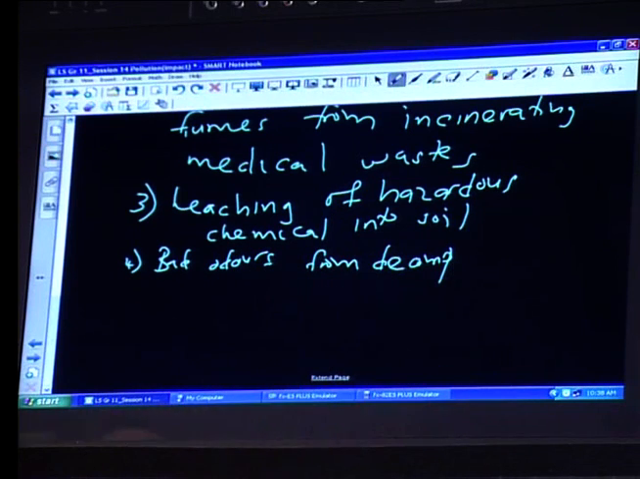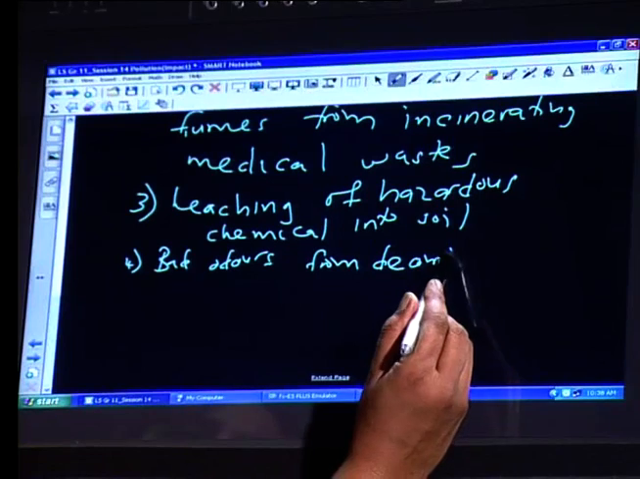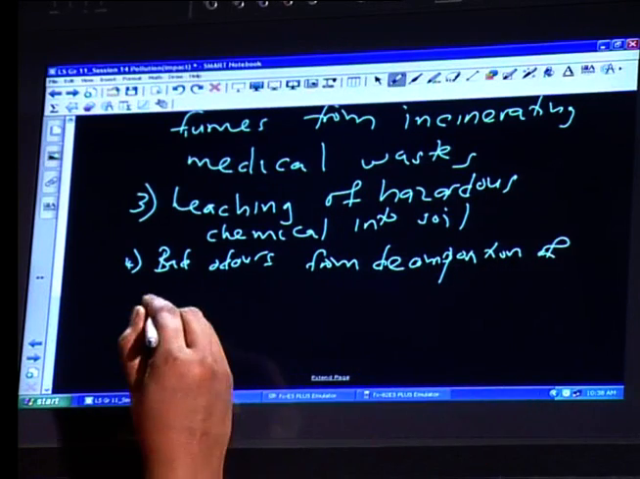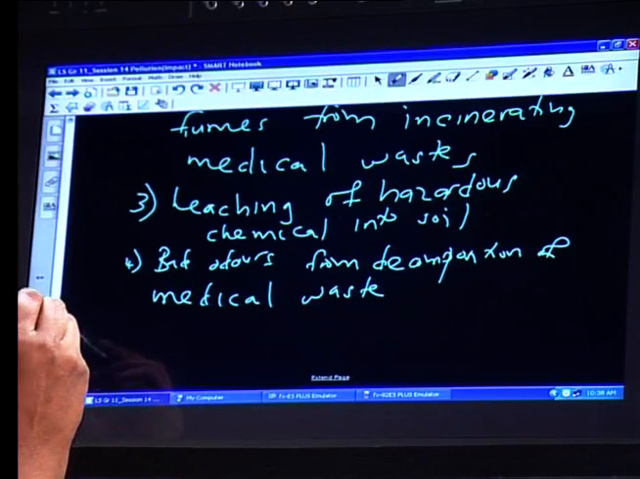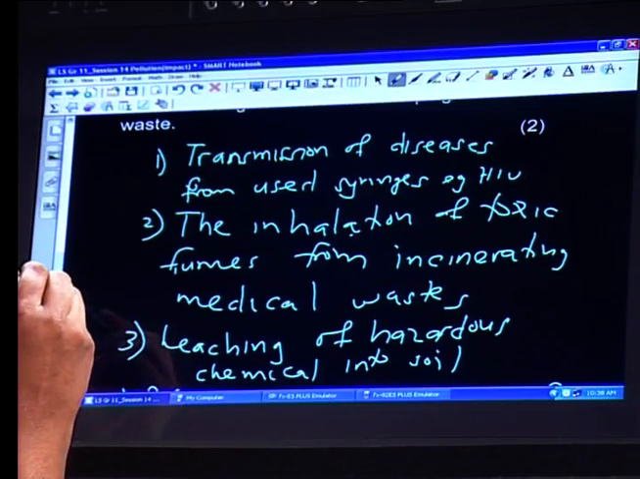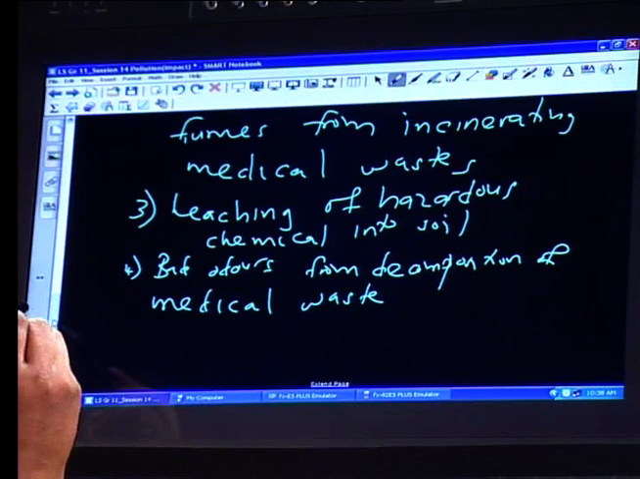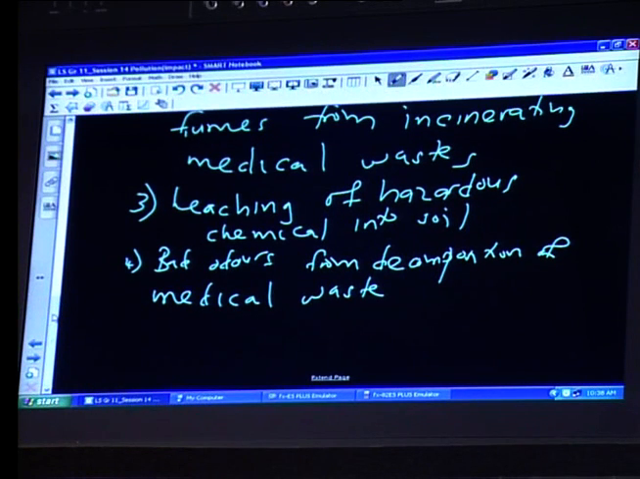Bad odors from decomposition. Remember, there was an article in the newspaper whereby in a place near Pretoria, right, body organs or parts, if somebody had actually amputated their leg, a leg was thrown as part of the medical waste. And if that leg decomposes, it's going to obviously create a bad odor in that community where the medical waste was dumped. So bad odors from the decomposition of medical waste. Right. So these are the 4 negative effects: transmission of diseases, inhaling toxic fumes, leaching of hazardous chemicals, and the bad odors from the decomposition of medical waste.